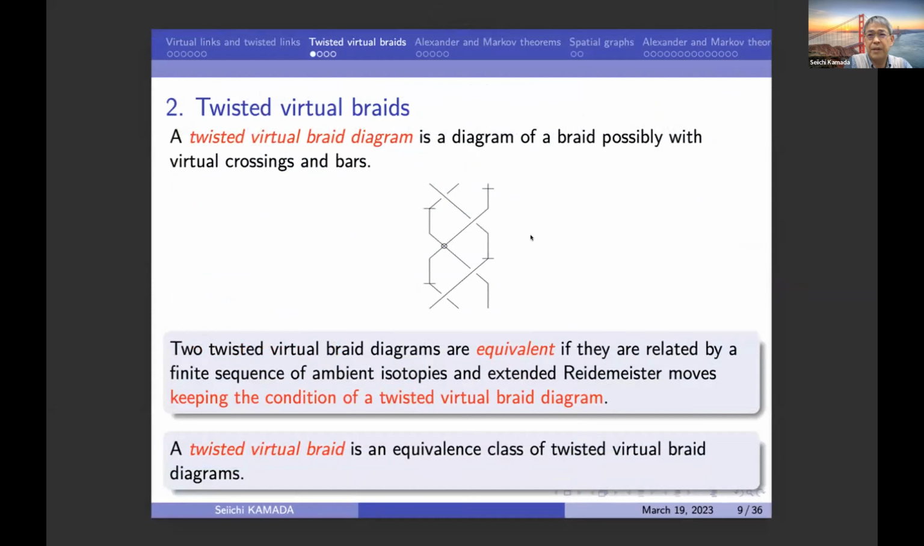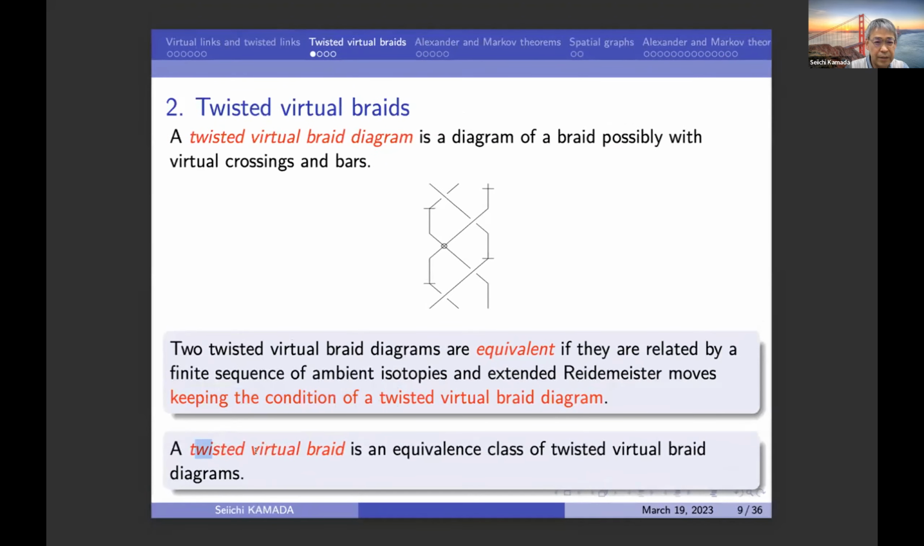Now we discuss the braid presentation of twisted links. So before that, we need to introduce twisted virtual braids. A twisted virtual braid diagram is a diagram of a braid, possibly with virtual crossings and some bars. This is a twisted virtual braid diagram of degree 3. And two such diagrams are equivalent if they are related by a finite sequence of ambient isotopies and extended Reidemeister moves. But this is important, keeping the condition of a twisted virtual braid diagram.